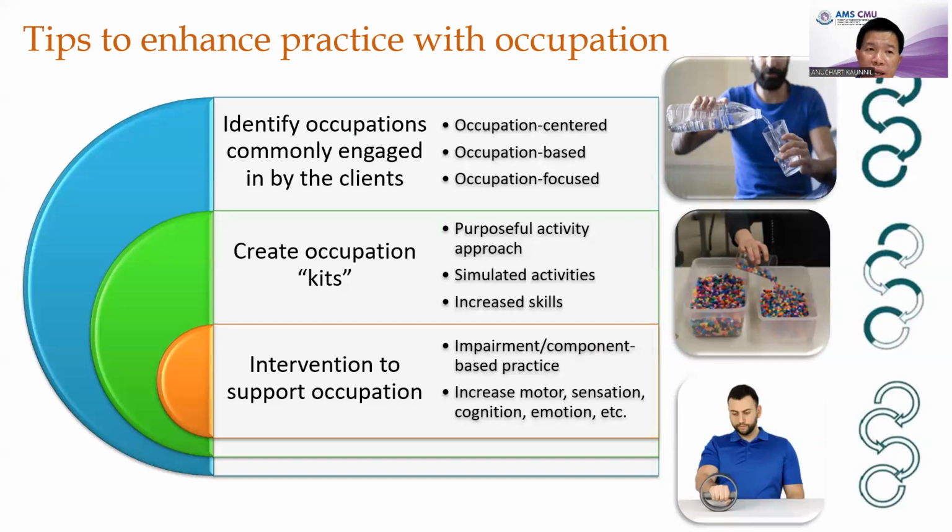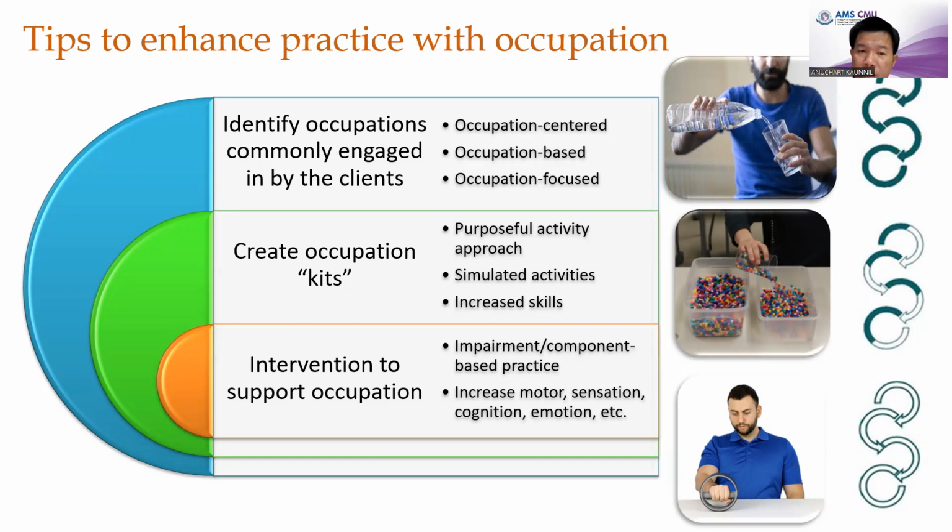Okay, have a look again. Tips to enhance practice with occupation or occupation-based practice. Intervention to support occupation that we know. From the bottom, we use pronate, supinate, which means impairment or component-based. We increase motor, sensation, cognition, emotion, etc. And after that, we create occupational kits or simulations. This is purposeful activity, simulated activity, and increased skill.